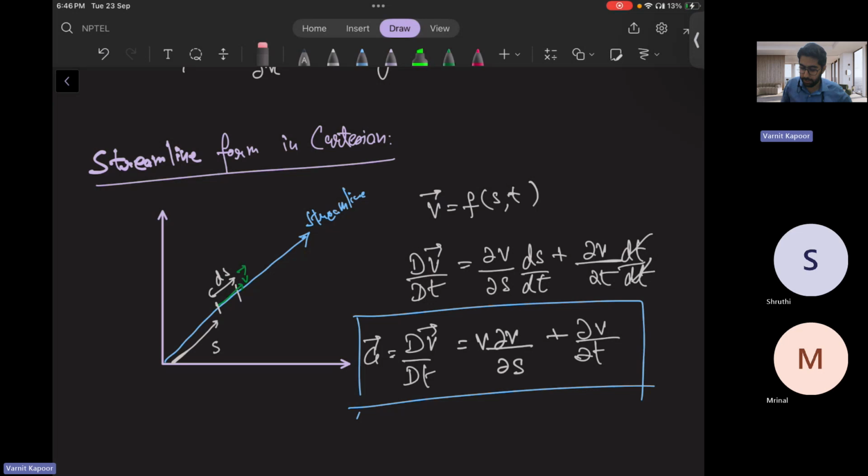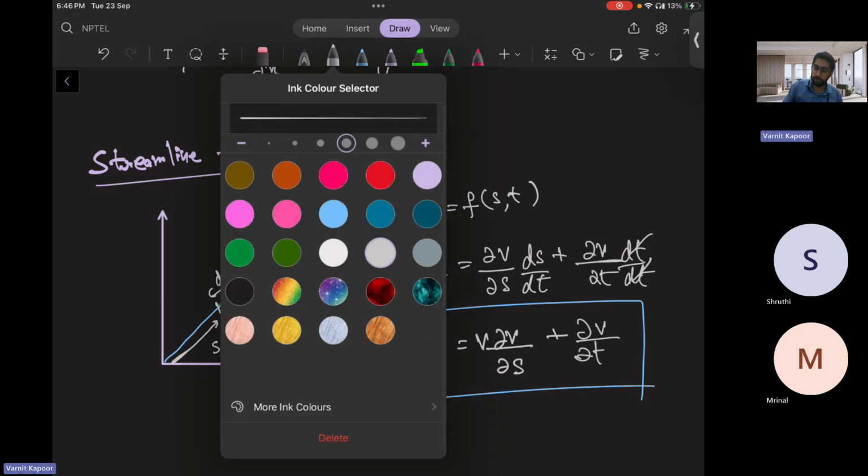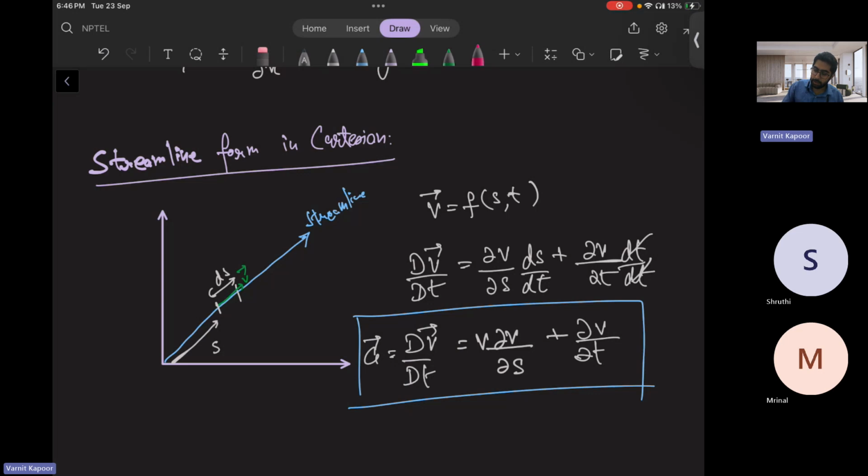Got it? V dou v by dou s plus dou v by dou t in the direction of streamline. In the direction of streamline. Okay, s.